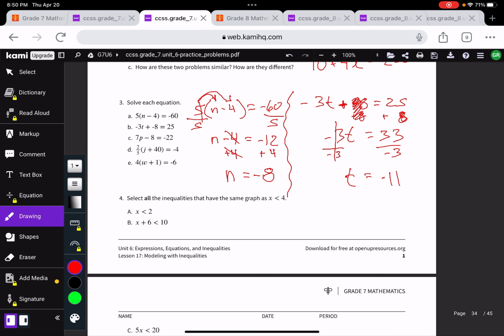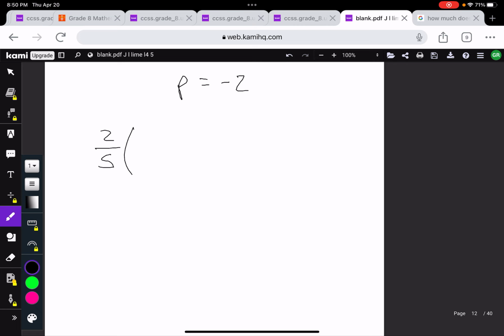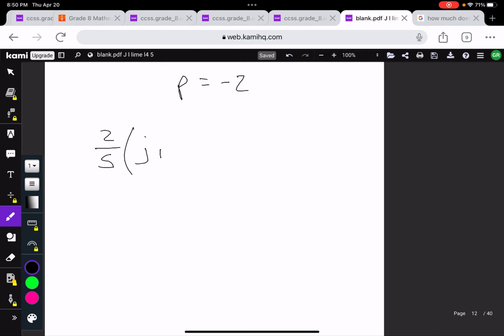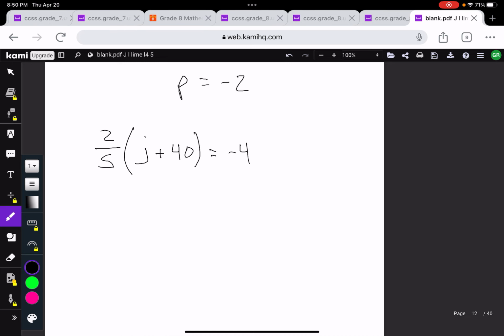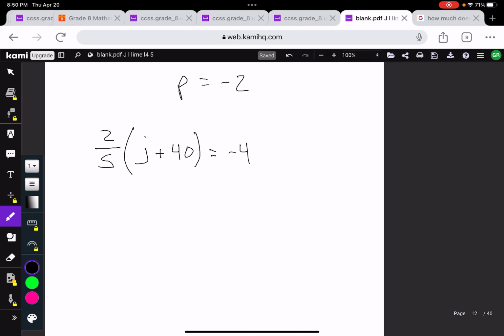The next one is 2/5 parentheses j plus 40 is a negative something. 2/5 j, oh, for crying out loud, 2/5 times the quantity j plus 40 equals a negative 4. Why is that so hard for me to remember?